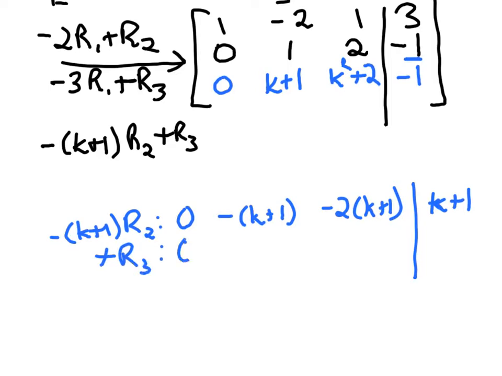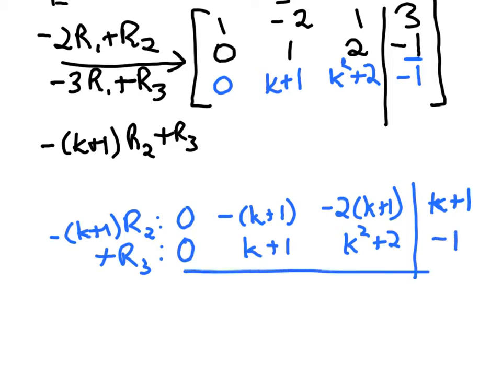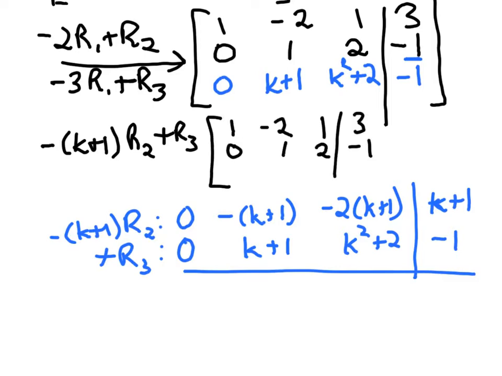So 0 plus, let me copy row 3. Don't forget about that: k squared plus 2 and negative 1. Okay, so add those together. We get 0 plus 0, that's 0. I paused while I copied the first two rows down. Now row 3: 0 plus 0 is 0. We have negative k plus 1 plus positive k plus 1, so negative k plus k is 0, negative 1 plus 1 is 0, so we get the 0 here that we wanted.